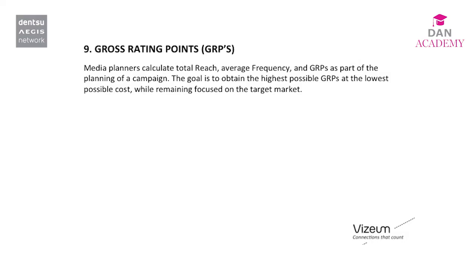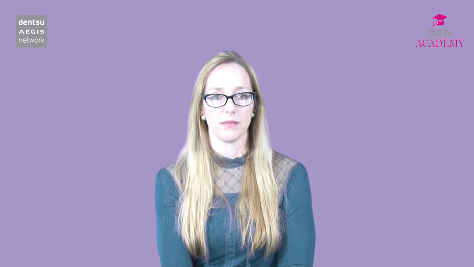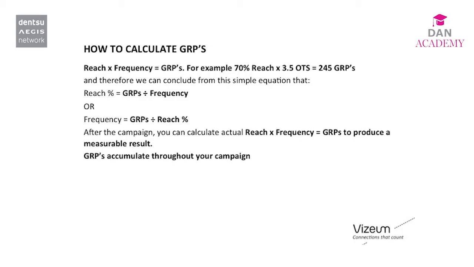Gross rating points, or GRPs, we do like our abbreviations in media, but your gross rating points really mean something when you calculate total reach and average frequency, and the GRPs are part of planning that campaign. How do you calculate GRPs? Reach times frequency gives you your GRPs. For example, you have 70% reach and 3.5 opportunities to see, which is your frequency. That gives you total ratings or gross rating points of 245.